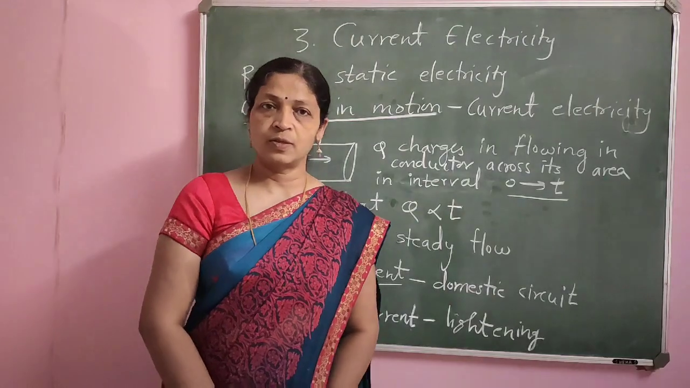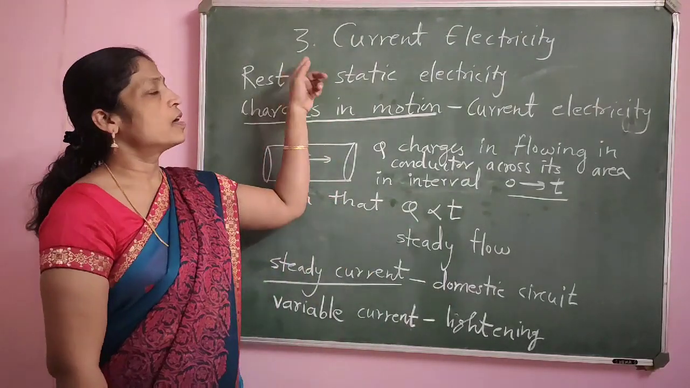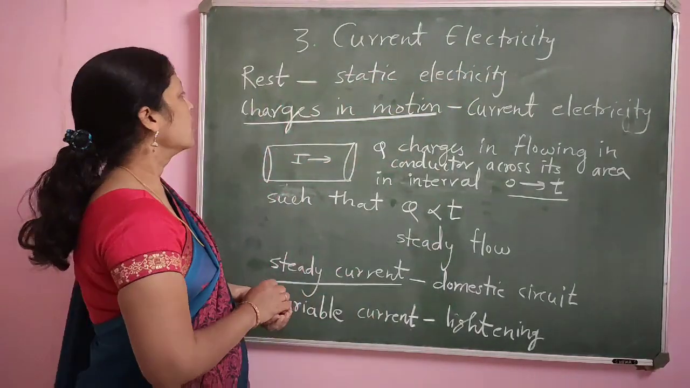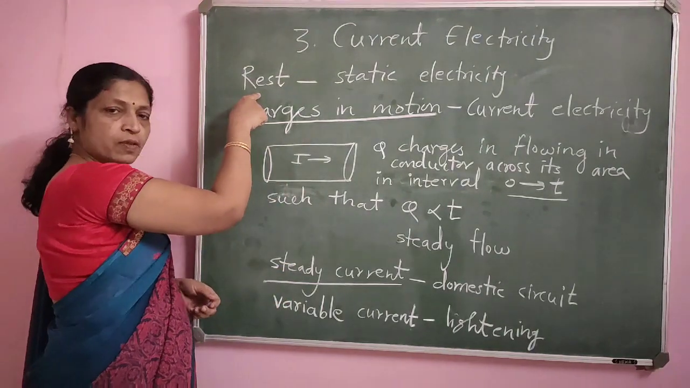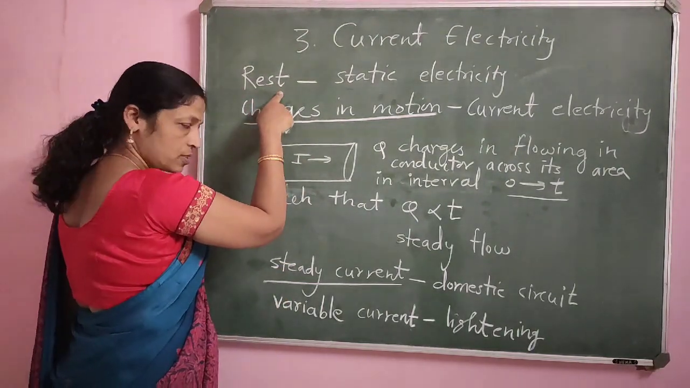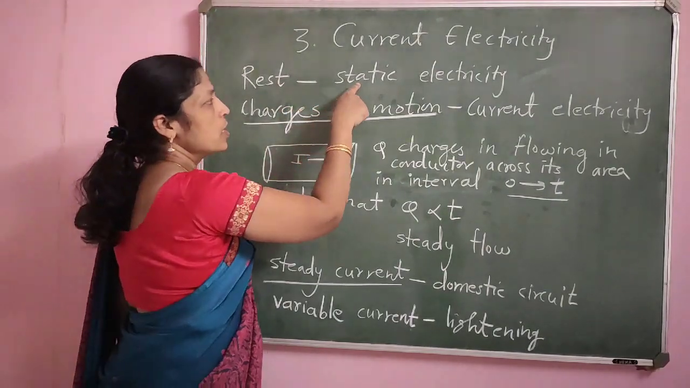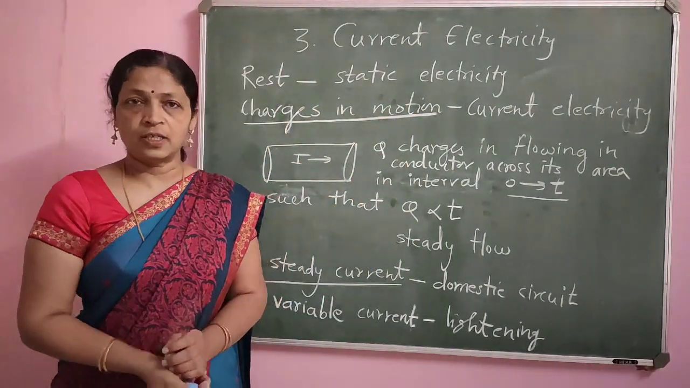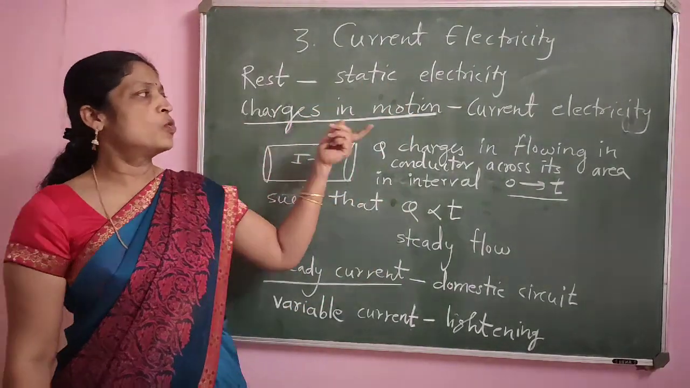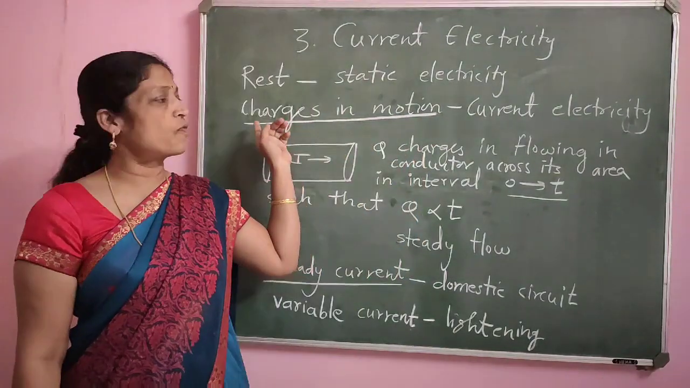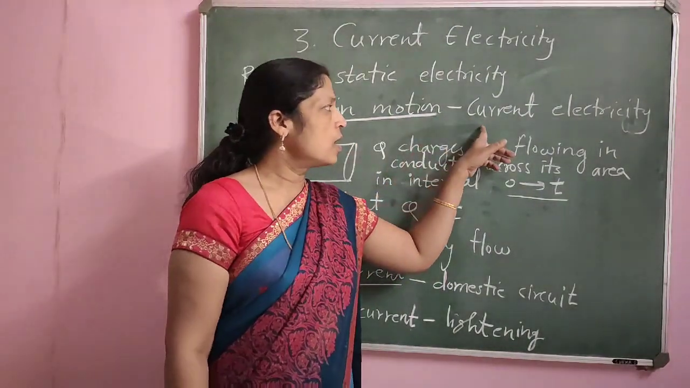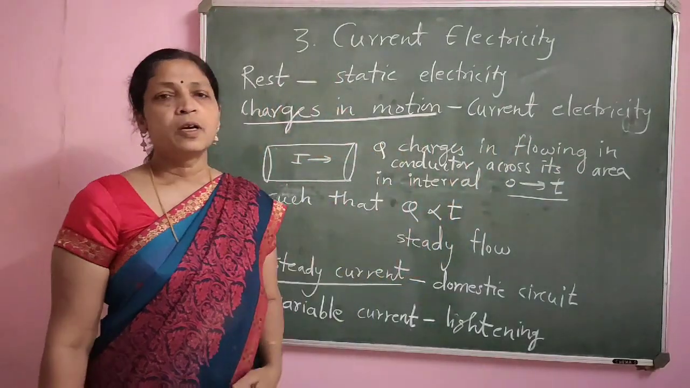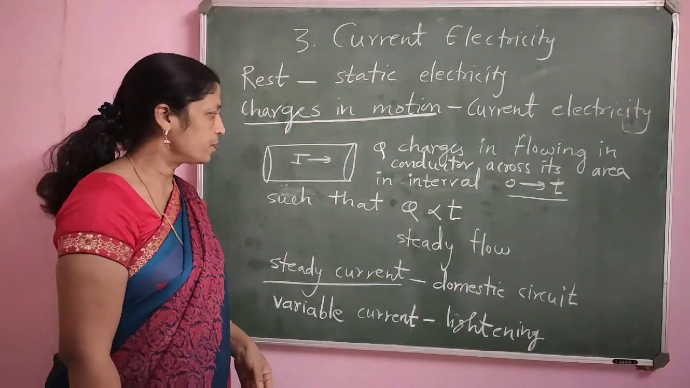Let us discuss today chapter 3, current electricity. As earlier we have seen, when the charges are at rest, the electricity produced is called static electricity. But when the charges are in motion or flowing, they produce current, and the electricity related to it is known as current electricity.